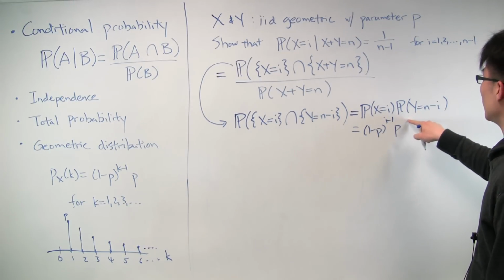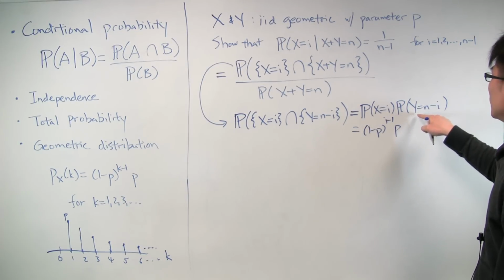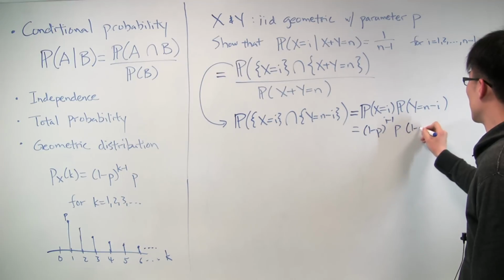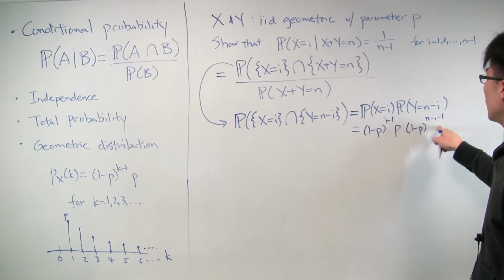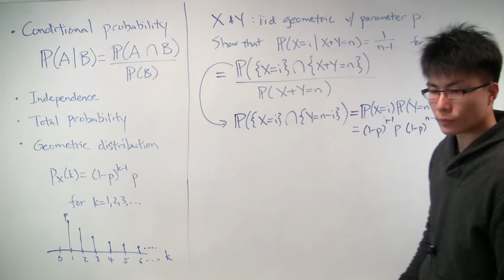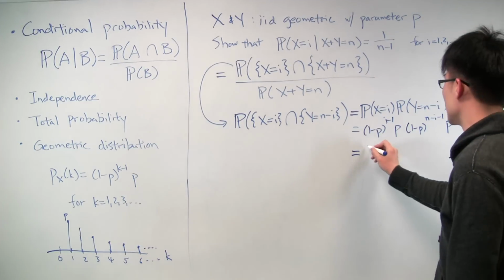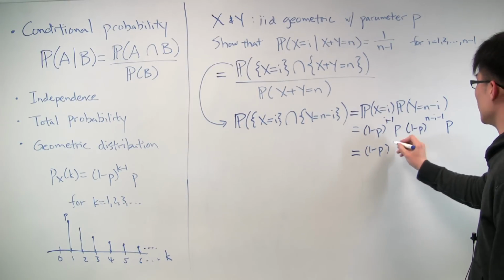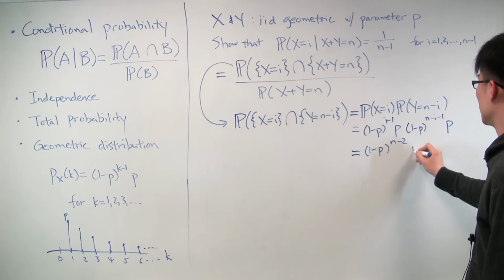And what is the probability that y equals n minus i? Well, that means that the second friend needed n minus i flips to get heads. So there were n minus i minus 1 tails, and then heads at the end. OK. So we can simplify this, and this is just 1 minus p to the n minus 2, because we can combine these exponents, times p squared.